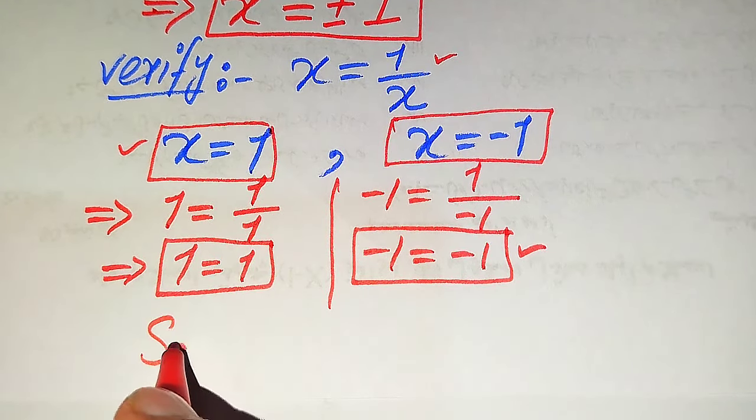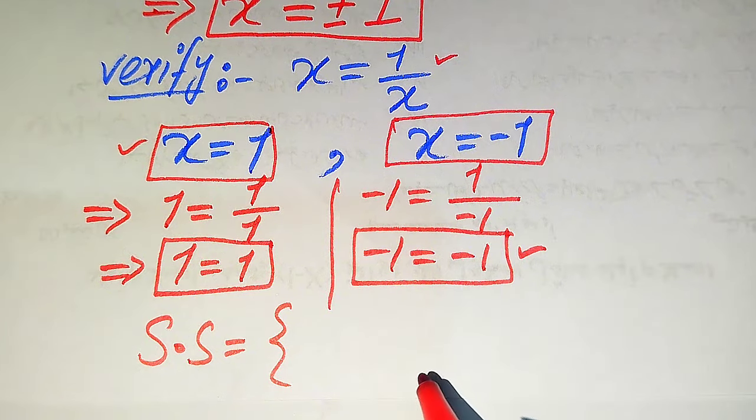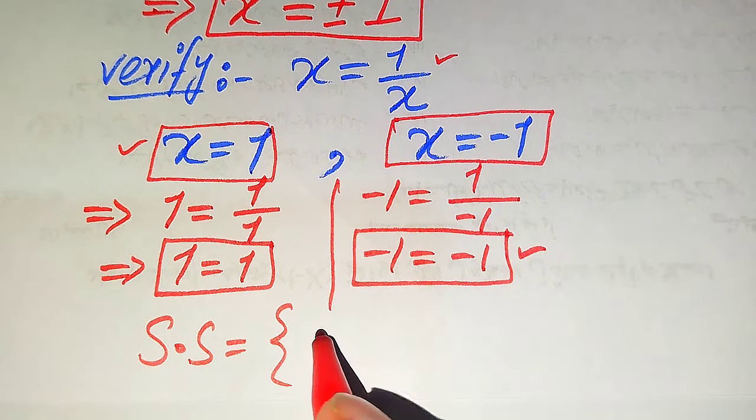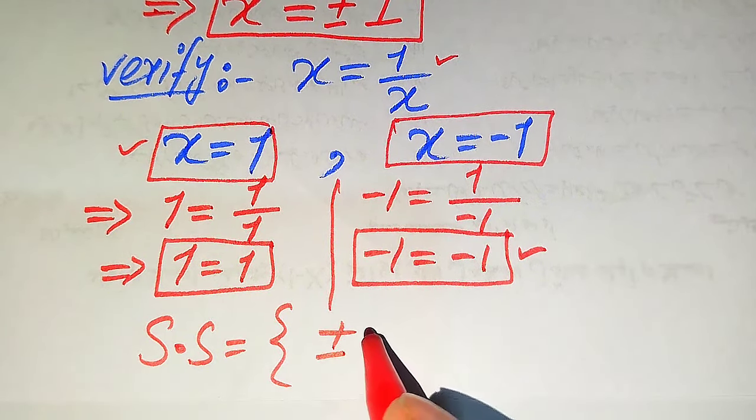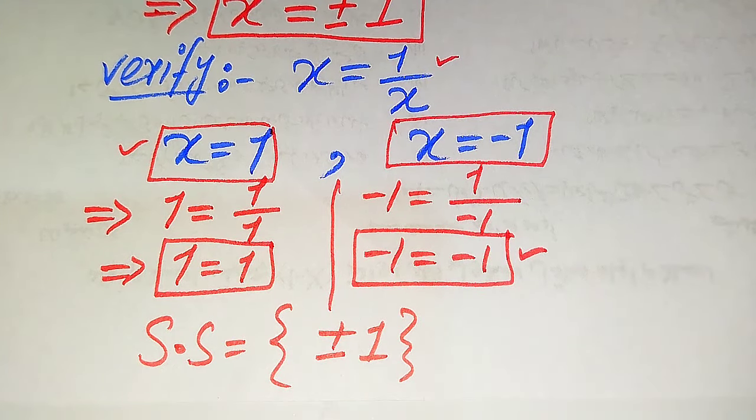Finally, the conclusion about the solution set of the given question statement is that the final solution of this question is plus minus 1, because both of these values satisfy our given question statement.